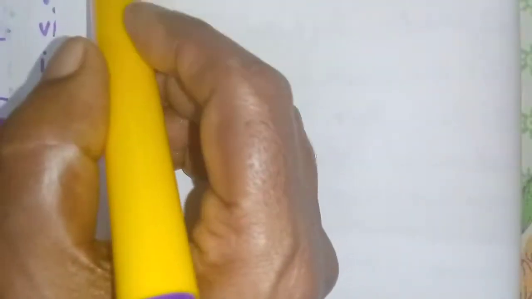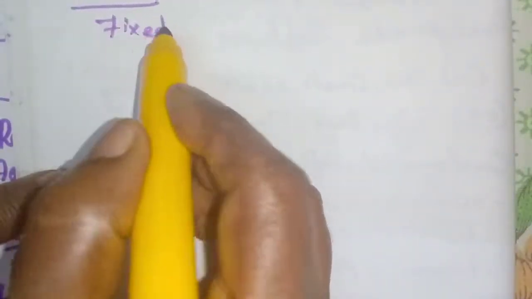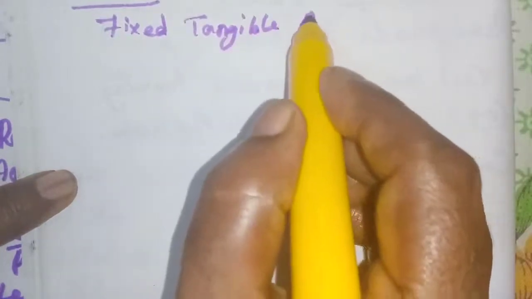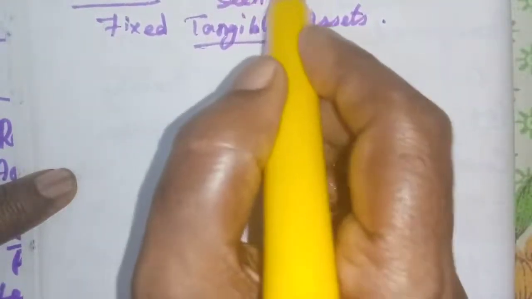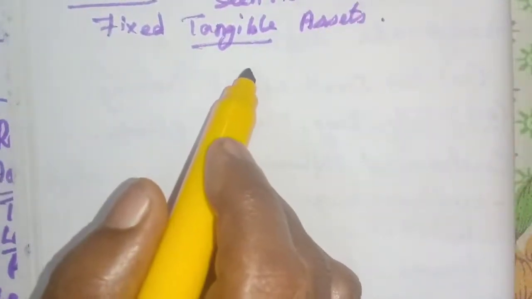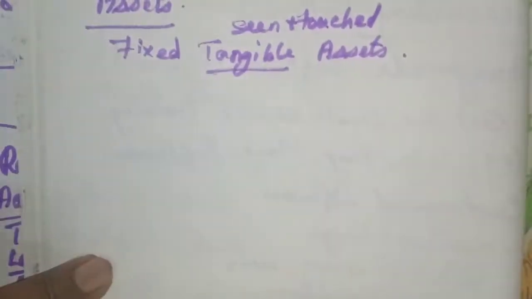Now the assets, what will be grouped under assets? Here fixed assets and current assets, isn't it? Here again they divide into tangible assets and intangible assets. We know the meaning of tangible: it can be seen and touched. The assets that we can see with our eyes and touch with our finger are called tangible assets.